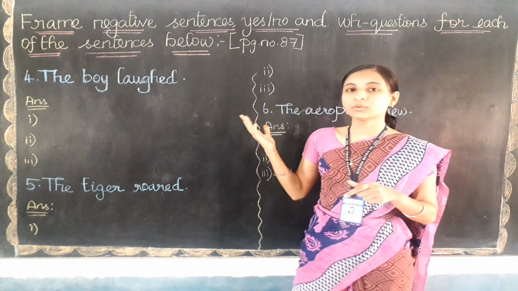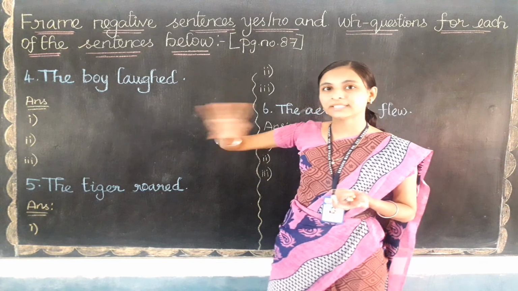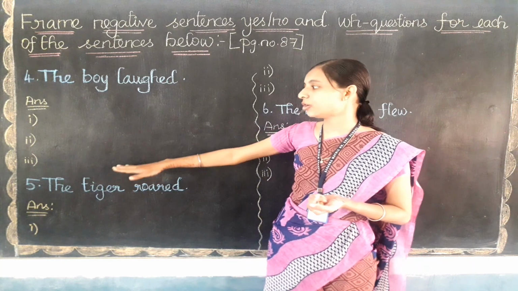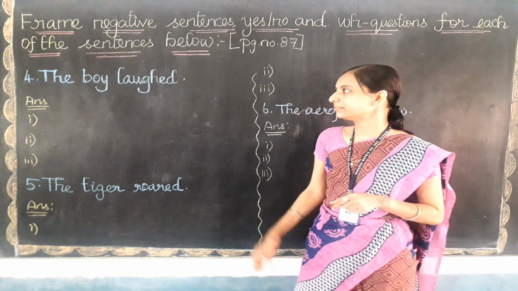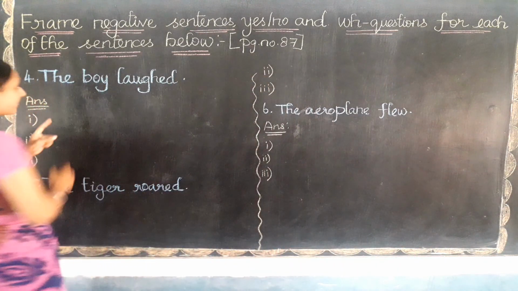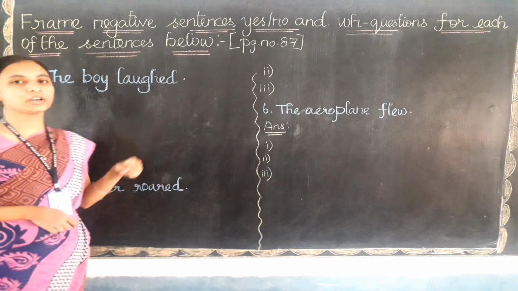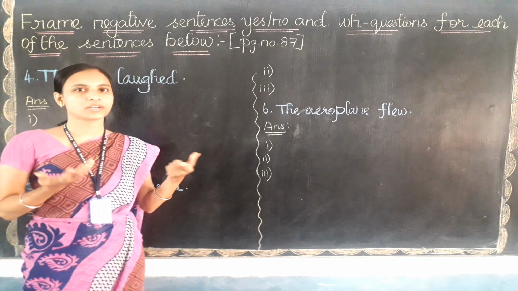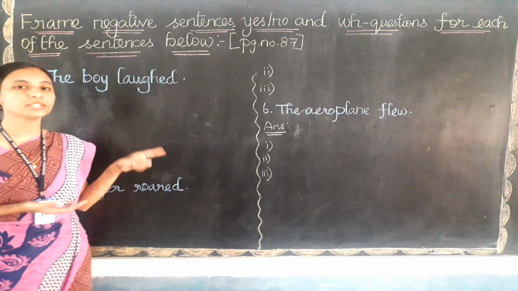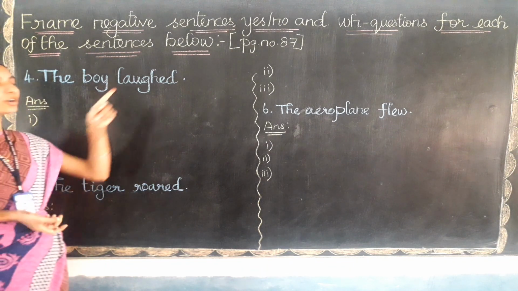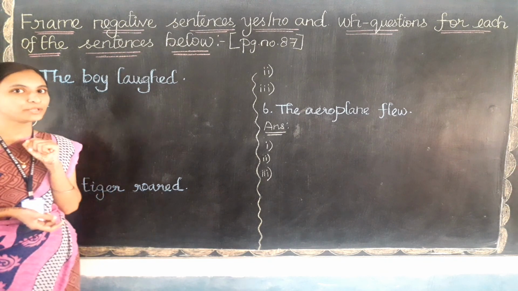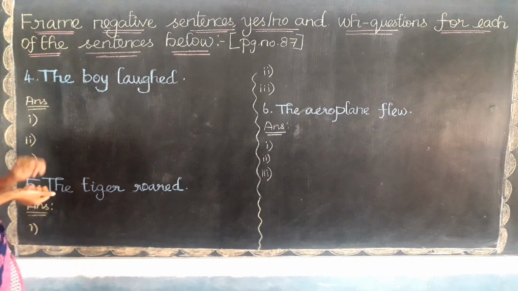Okay, children. So what do we need to find? Yes, we need to find 3 answers, that is the negative sentence, the yes or no question, and the WH question. Let me read out the 4th question for you. The boy laughed. The boy laughed. The meaning is payan siritan. Okay. So in all the questions, the first answer will be for the negative sentence, the second for the yes or no question, and the third for the WH question. Let's start doing the answers.